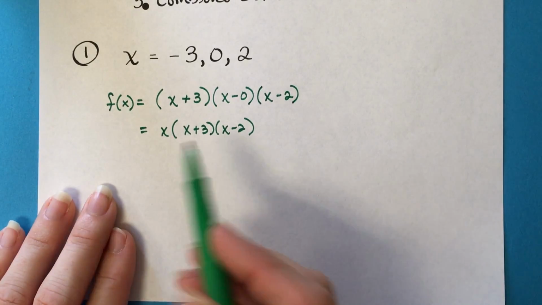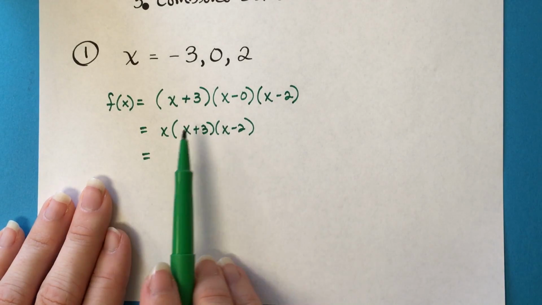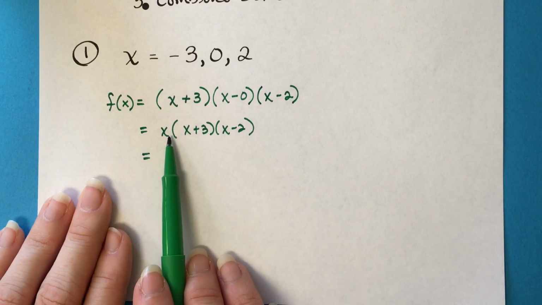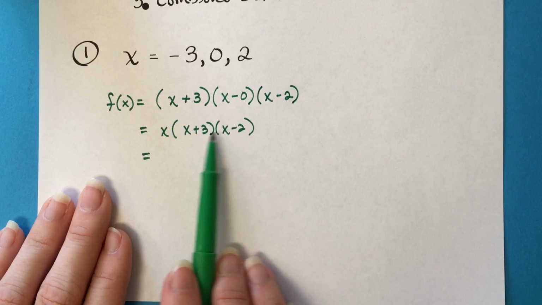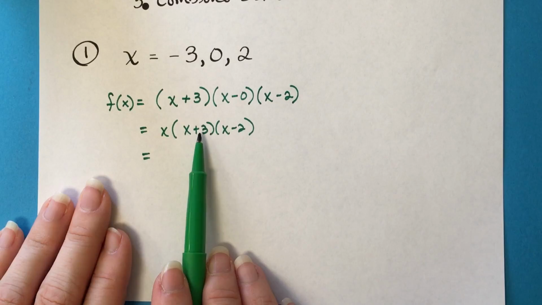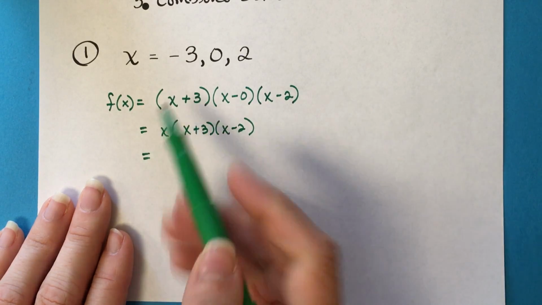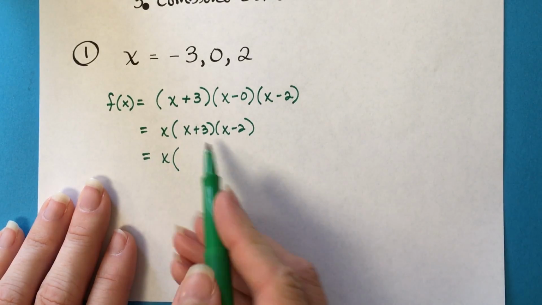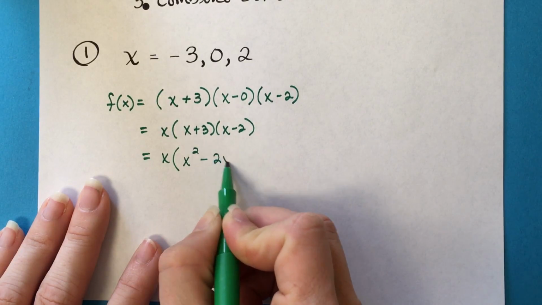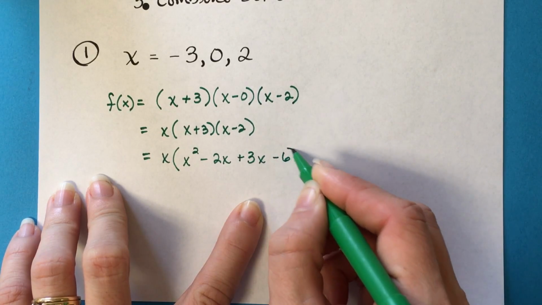So now when I go to multiply out, you can start in different ways. If you wanted to distribute the x first, you could, but do not distribute it through both. You could do x times just this one if you wanted to. But I'm going to start with the FOIL method. I'm going to FOIL the 2 parentheses out and bring the x down like it is. So that's going to give me x squared minus 2x plus 3x minus 6.